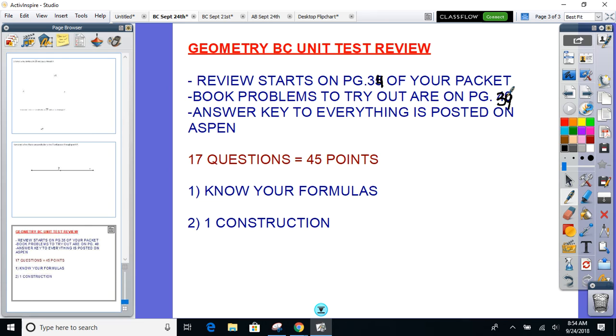One way is I posted the answer key on Aspen, but probably the more convenient way is turn the page again. There's all the answers to the packet work and to the book work. If you'd rather not flip back and forth and rather just check the screen, I post them on Aspen too. All right. What to expect for tomorrow? 17 questions. It'll be 45 points.